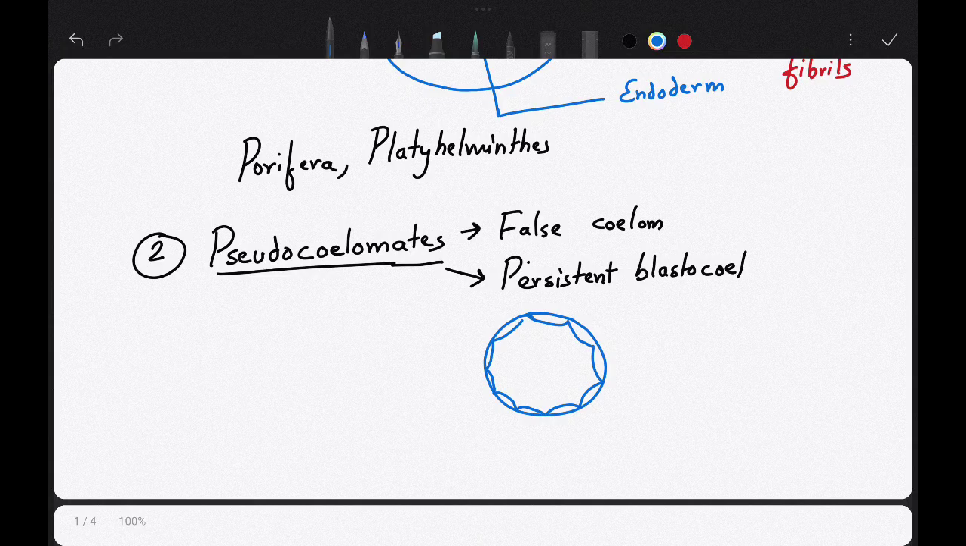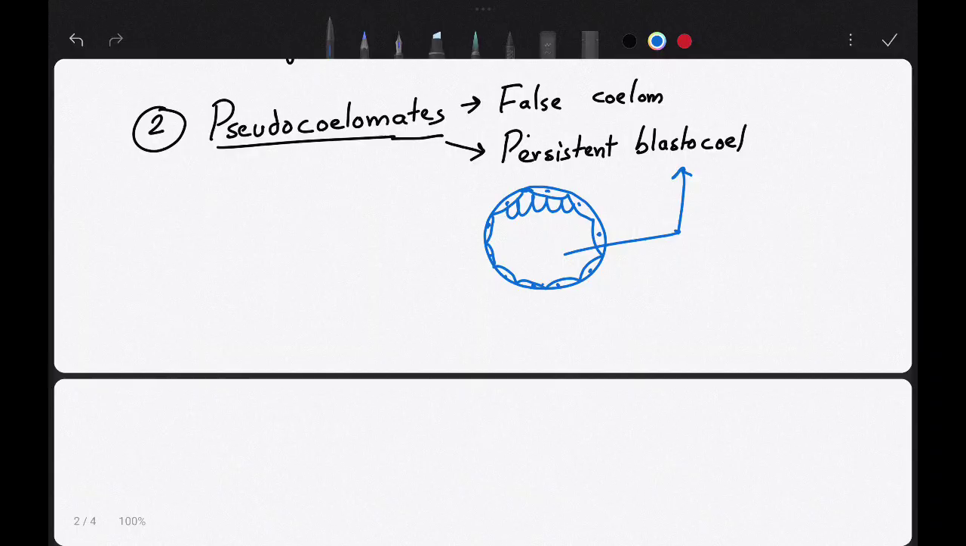Okay, this happens in the embryonic development. Then you will see the inner cell mass, and this is the blastocoel, which means it is a cavity. This further develops and gives the appearance of a coelom. So pseudocoeloms do not have a true coelom, but they have an appearance that makes it look like a coelom.